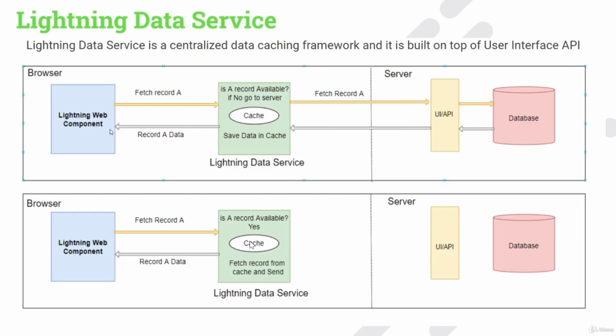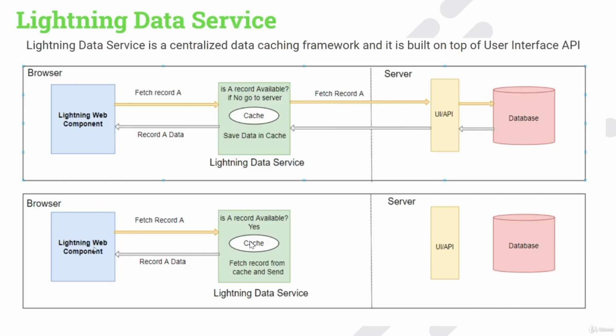Now for the second time, go to the second box and try to visualize. The second time you again need to fetch record A. You will do the same process, call any method. It will say, go and fetch record A. It will come to the Lightning Data Service and check, is record A available? And in the cache it finds that record A is available. It says yes, then it fetches the record from the cache and sends it back.